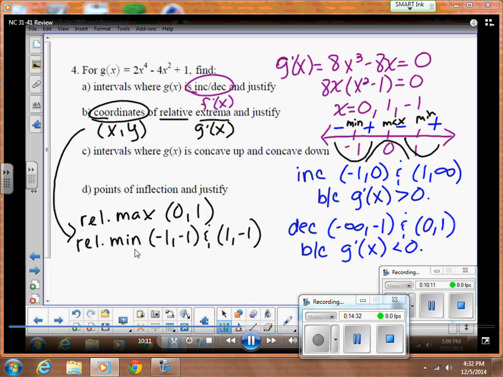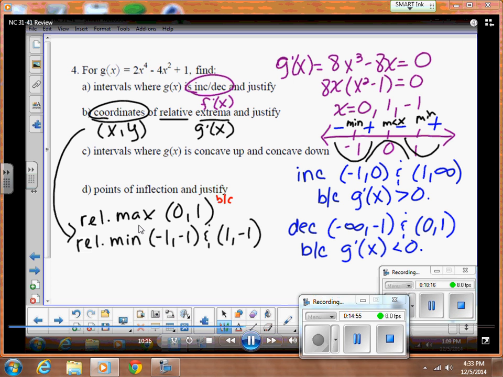There's a relative minimum at -1 and at 1. Both of these have relative minimums, again, because we looked at the direction in which it's changing, decreasing to increasing. Now, to find the y values, what do I do with these x's? I plug them back into the original. That's where the y's are all coming from.